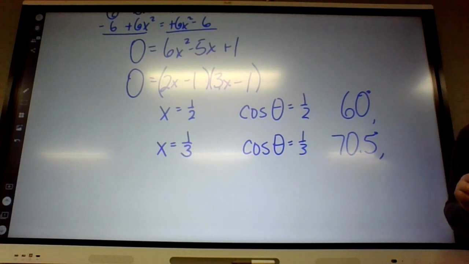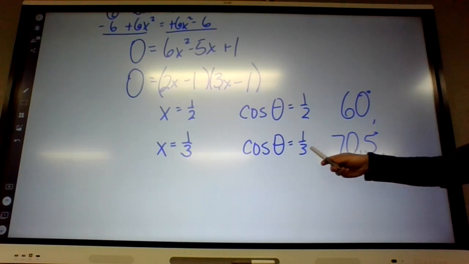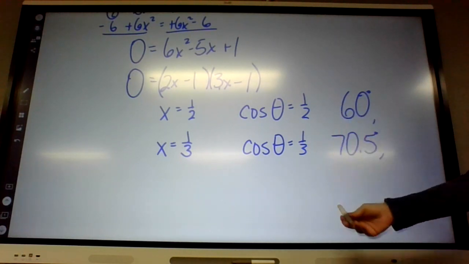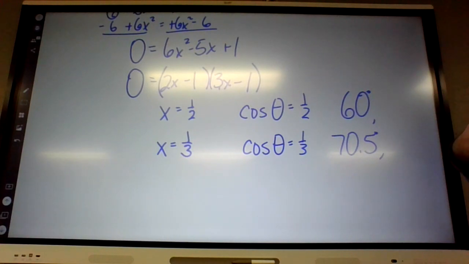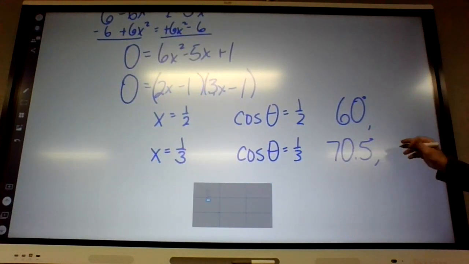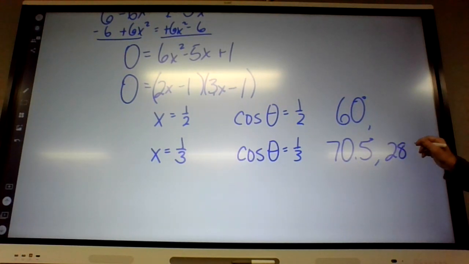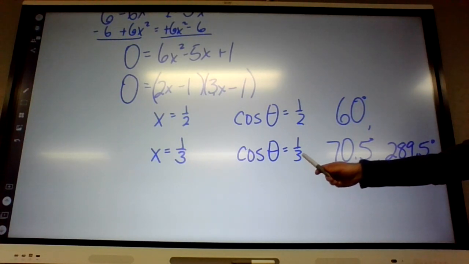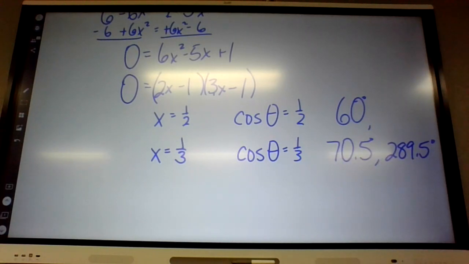Okay, where else is cosine positive? Fourth quadrant. What was the fourth quadrant angle? It's 360 minus 70.5. 300. Oh, so if it was negative 1/2 and negative 1/3, those were two of the answers off of number 1. So if it was cosine of negative 1/3, then your answers would have been right.